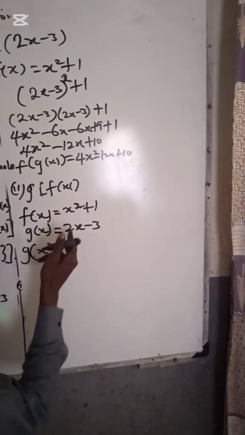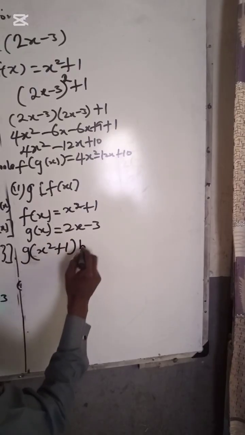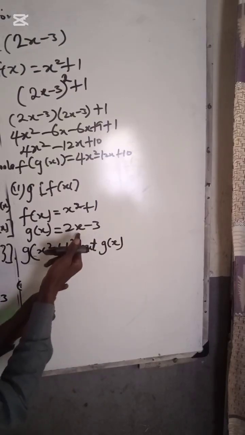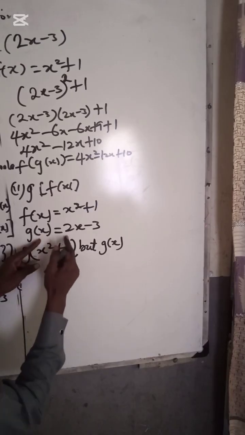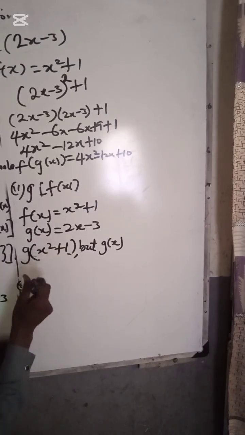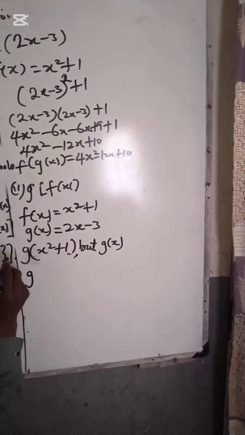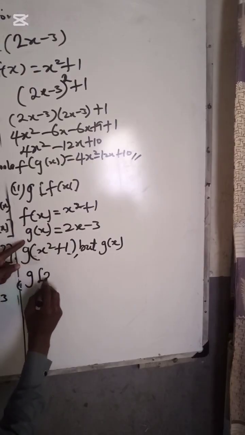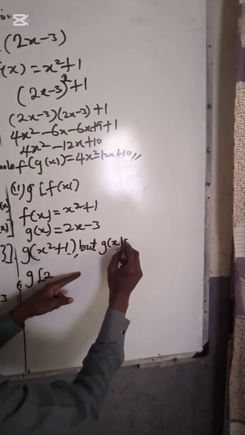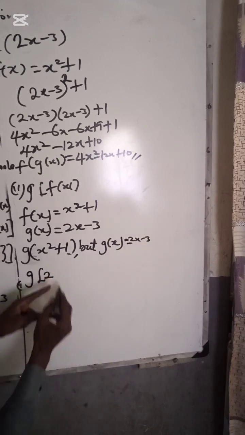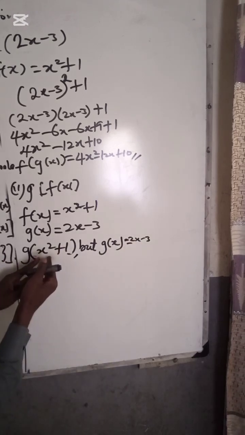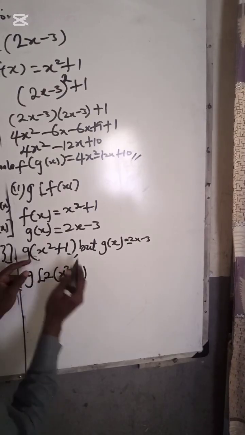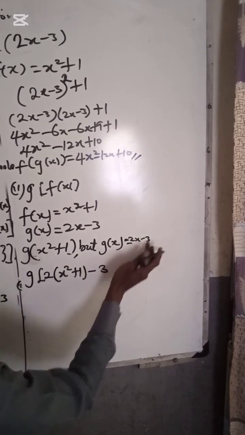So, we now replace the x in g, but g of x is 2x minus 3. It means anywhere we see x in g of x, we replace it with this value. So we now have g of 2, because g of x is equal to 2x minus 3. Now, what is my new function? It is now x squared plus 1, minus 3.